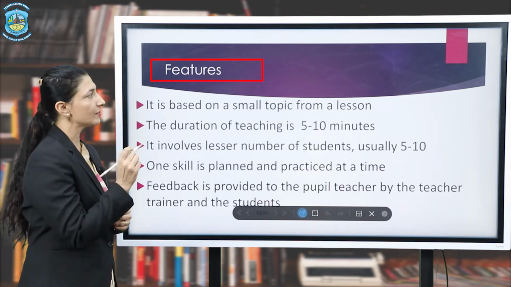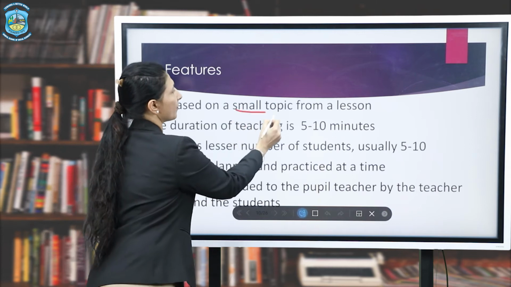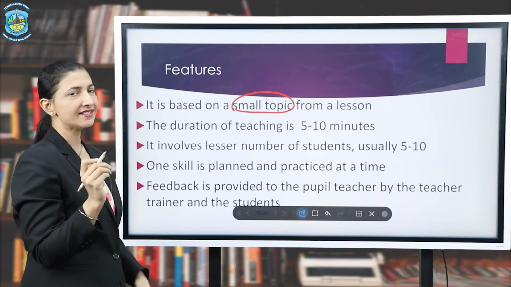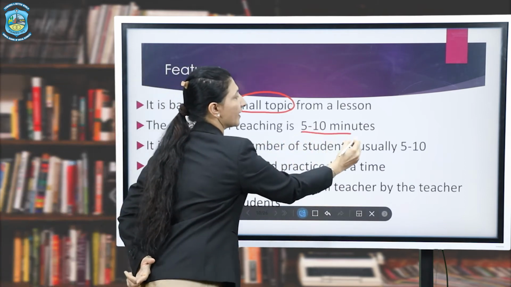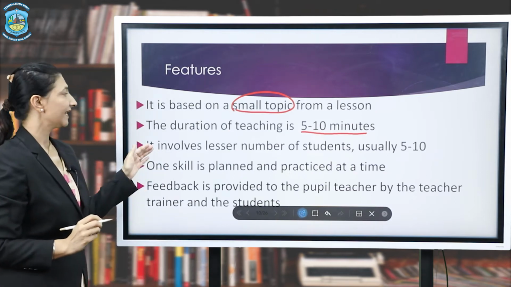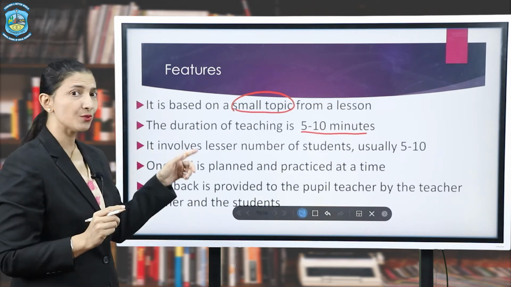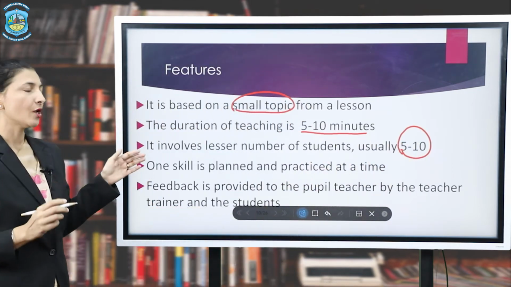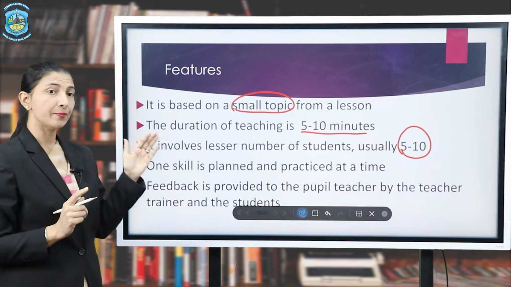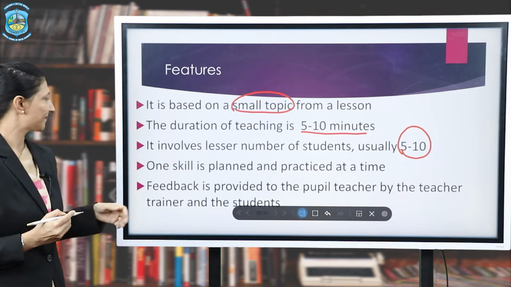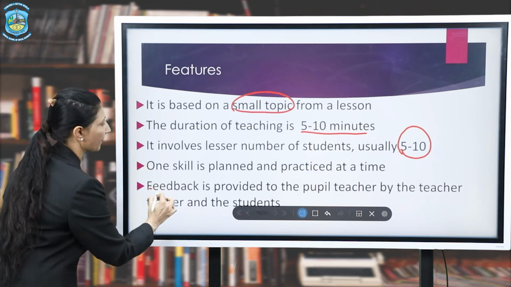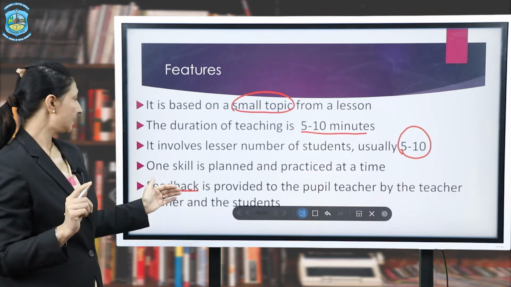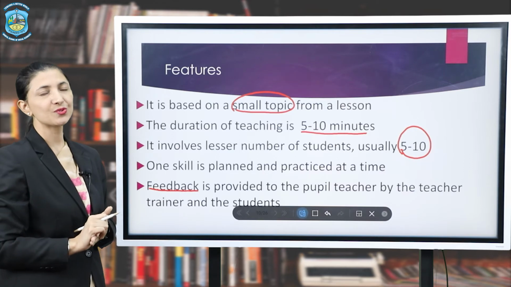Now let's know the features of micro-teaching. It is based on a small topic from a lesson. The duration of teaching is 5 to 10 minutes. It involves a lesser number of students, usually 5 to 10. One skill is planned and practiced at a time. Feedback is provided to the pupil teacher by the teacher trainer and the students.